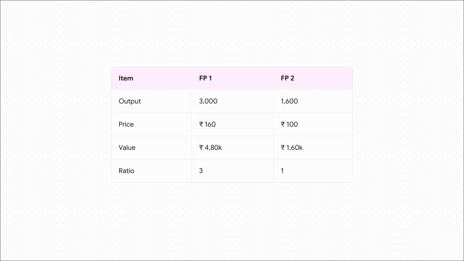Well, it's all about determining the basis for allocation using the sales value. It's actually a pretty elegant calculation. You just take the output in units, so that's 3,000 for FP1 and 1,600 for FP2. Multiply those by their sales prices per unit, which are 160 rupees and 100 rupees respectively. What does that give us? A total sales value of 480,000 rupees for FP1 and 160,000 rupees for FP2. Once you simplify those big scary numbers, boom, you're left with a perfect 3-to-1 allocation ratio.